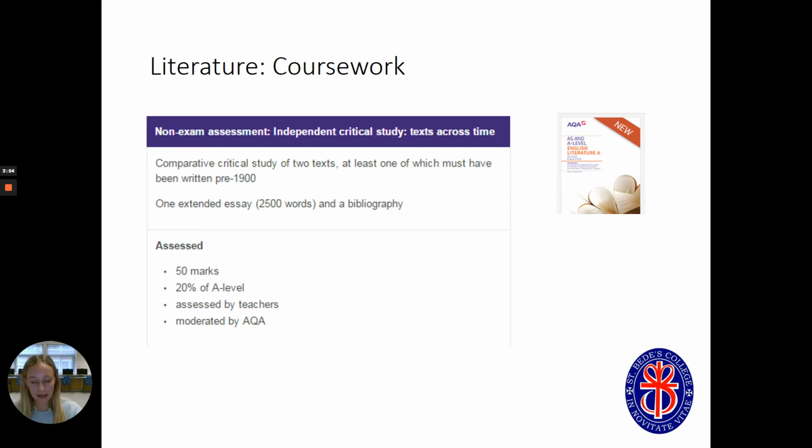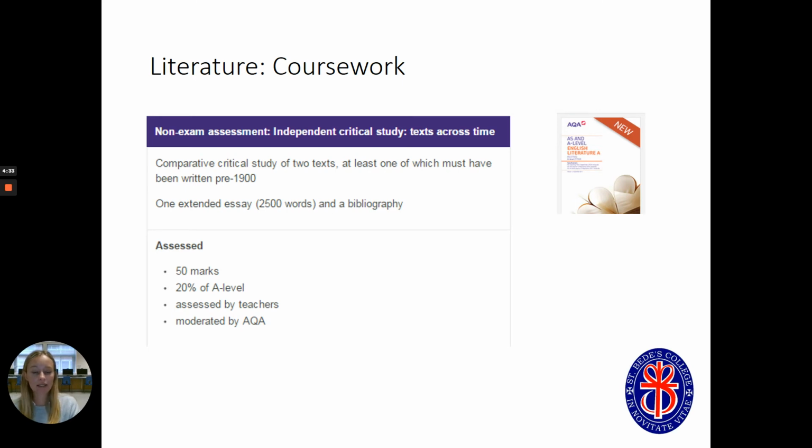You will have some coursework, so now we're on to the exams and talking about how you'll be assessed in your knowledge in the course. So coursework, non-exam assessment, independent critical study, this is text across time. You've got one extended essay, which is 2,500 words and a bibliography, so that's all the texts that you referred to in your essay, you'll include them at the bottom. Comparative critical study of two texts, at least one of which must have been written pre-1900s. This is 50 marks and it's 20% of your A-level. So that means that 20% of your A-level is coursework and 80% is exam.